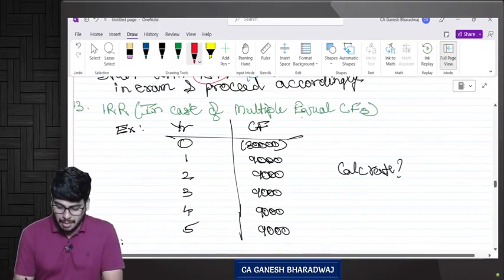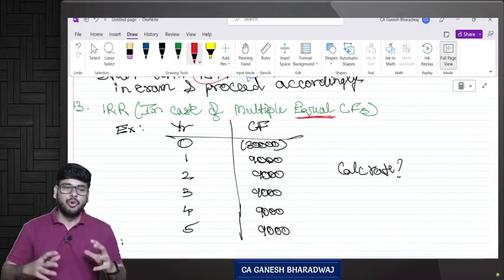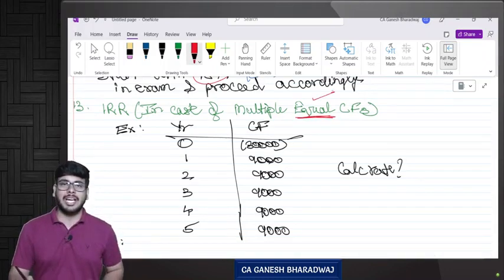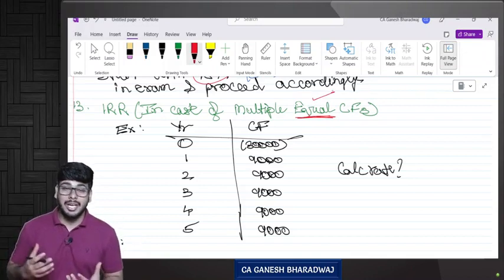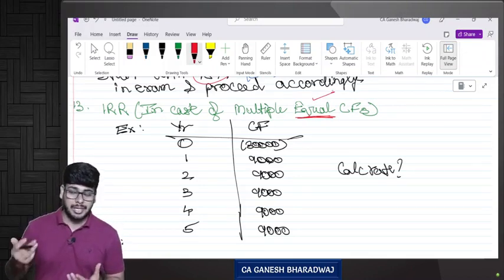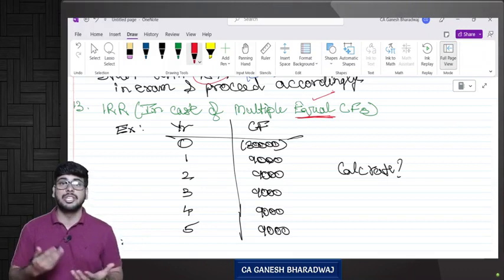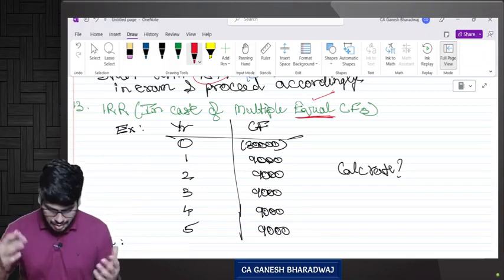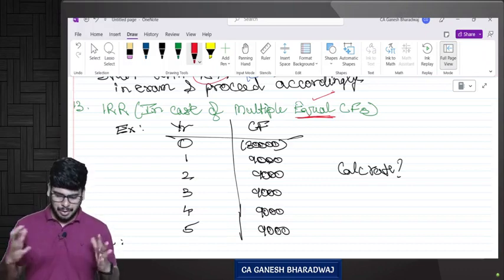IRR in case of multiple equal cash flows. So no new value addition here. The only thing is, if there is an equal cash flow, instead of using your present value tables, you can even use your annuity table. Correct or not? You can use your annuity table. Fine. So let us just take this example quickly and finish it off.